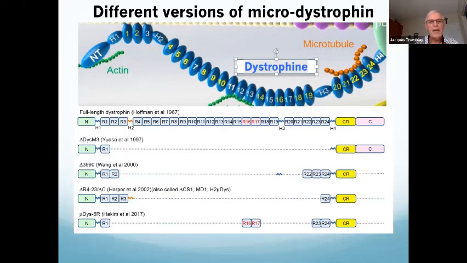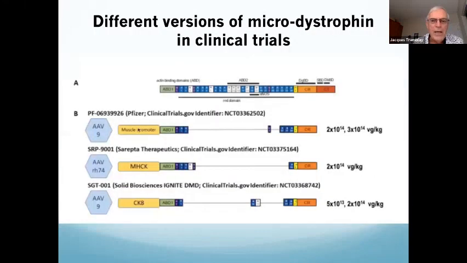You can see that sometimes you have R2 to R21 missing. Another time R2 is still there. So you have different combinations of deletions of the dystrophin gene, which are being investigated by different researchers. And as I mentioned, there are currently three clinical trials being conducted, one by the Pfizer company, one by Sarepta Therapeutics, and another one by Solid Biosciences.